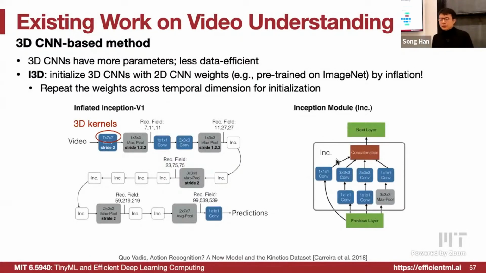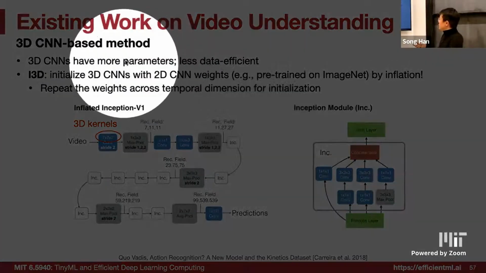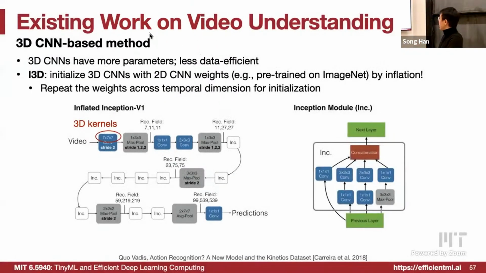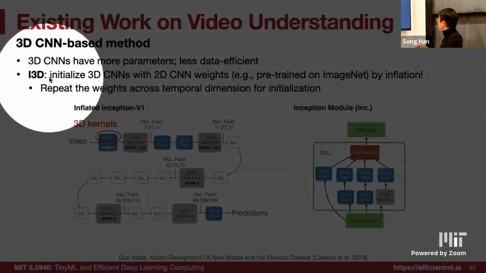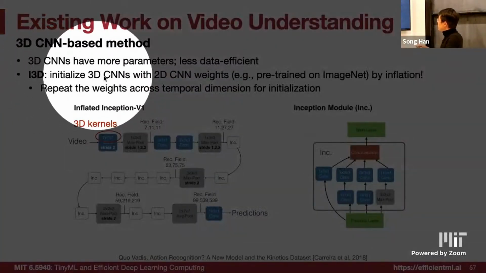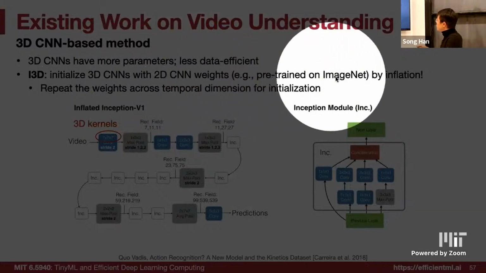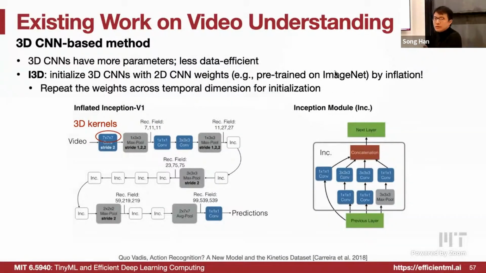But you can imagine that with a 3D CNN, you added another dimension, so it has more parameters. Right? It's pretty heavy. So can we inherit from a 2D CNN and make it become a 3D CNN? Okay, so actually, this paper called I3D can initialize 3D CNNs using 2D CNN weights. The weights are pre-trained on ImageNet.